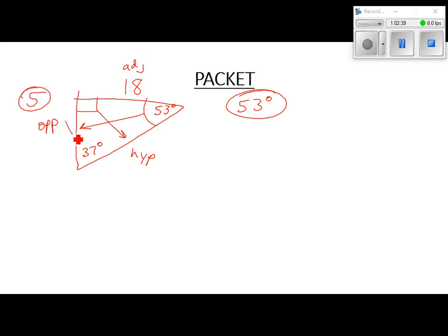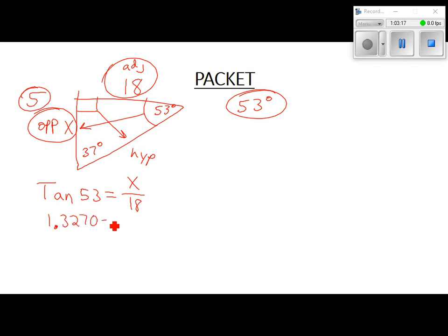The opposite. So we're going to make this X. We're going to use the opposite and what other side? The adjacent. Which trig ratio deals with opposite and adjacent? So we set up our equation. Tangent, what's our angle that we picked? 53 equals, tangent is opposite over adjacent, so X over 18. Tangent 53 on your calculator. 1.327.